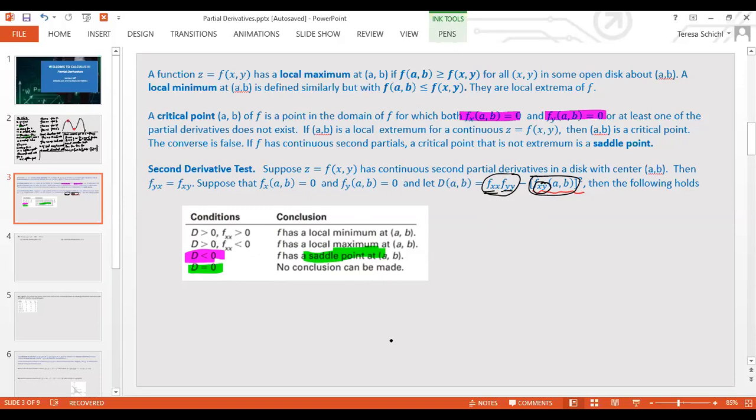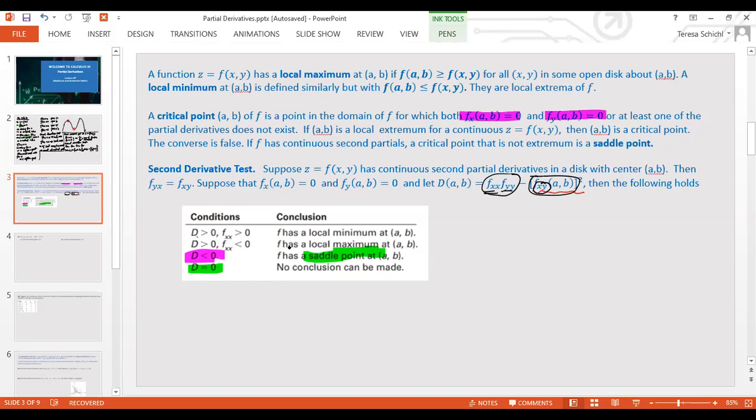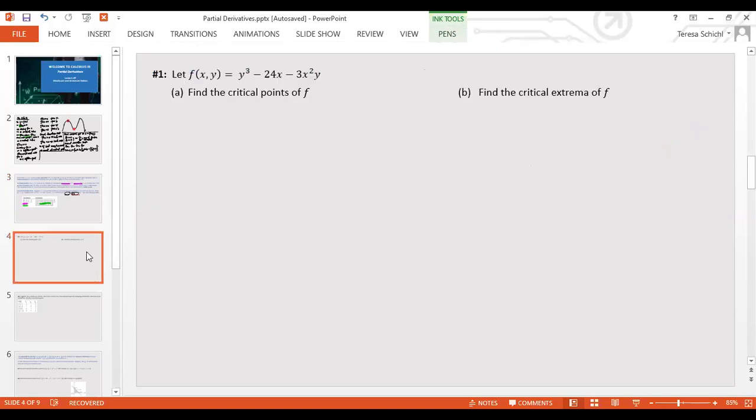Okay, like I said, we don't need to understand the proof of this, but make sure we understand the meaning of it, right? So what does D greater than 0 mean? Why do you use fxx greater than 0? Because D is greater than 0, fxx and fyy have no choice. They have to go in the same direction here. All right.